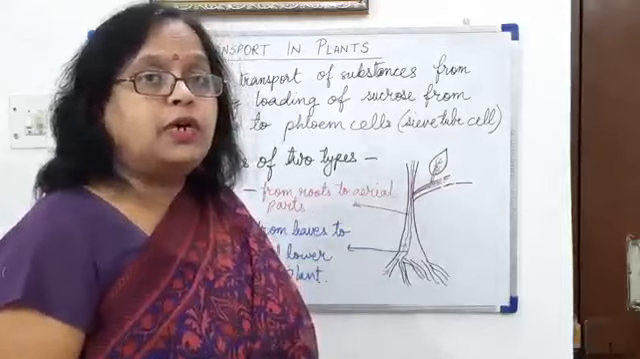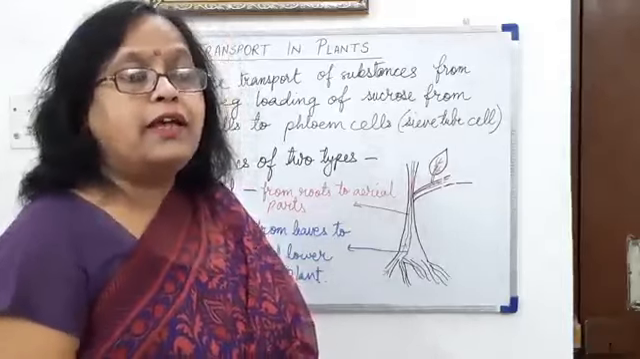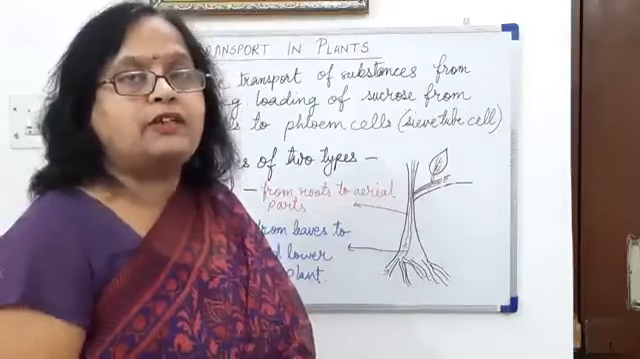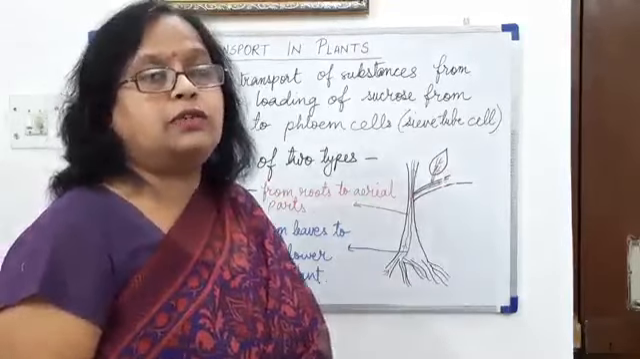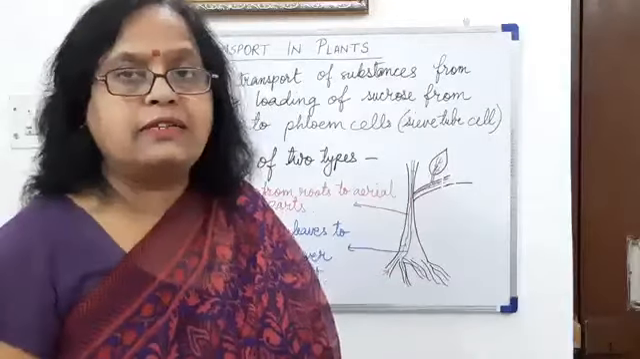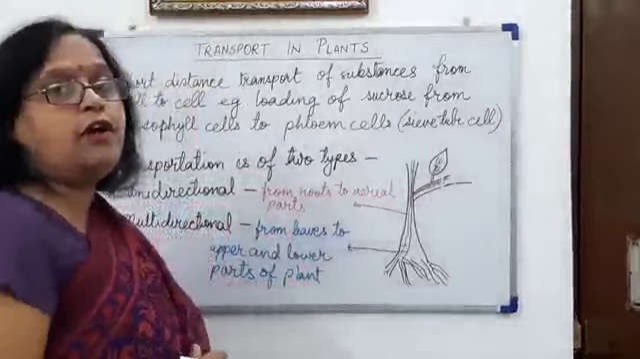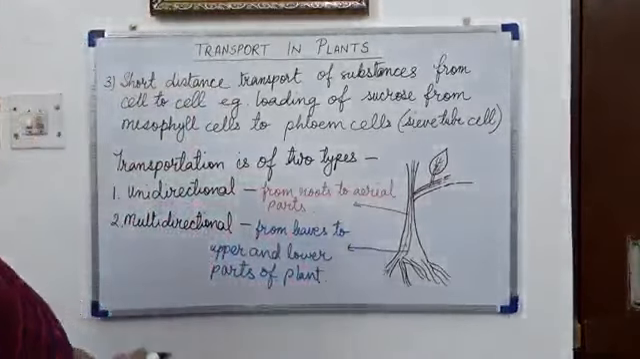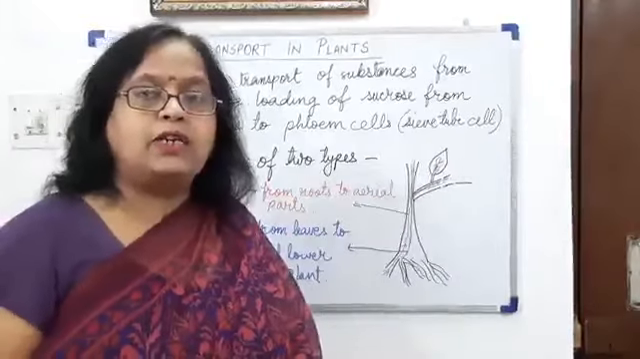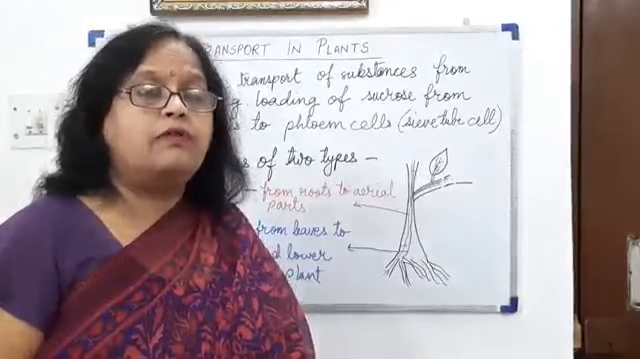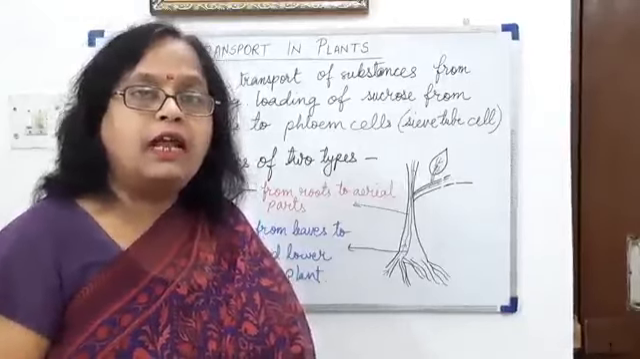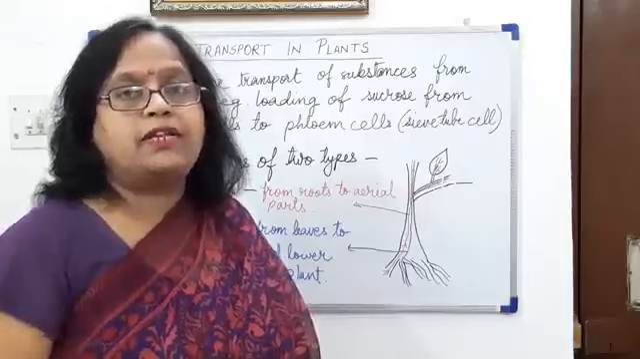So when this sugar from the mesophyll cells is given to the phloem sieve tube cells to be transported, this loading is called cell to cell transportation of substances. So this is the third level of transportation. Similarly, cell to cell transportation can be the synthesis of any hormone. This hormone is synthesized in one cell and it is transported to the neighboring cells.